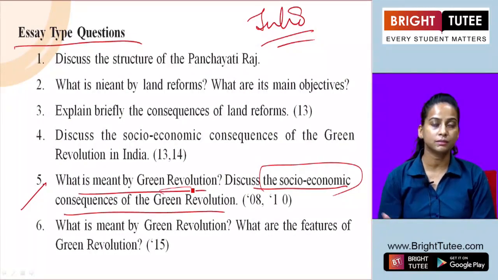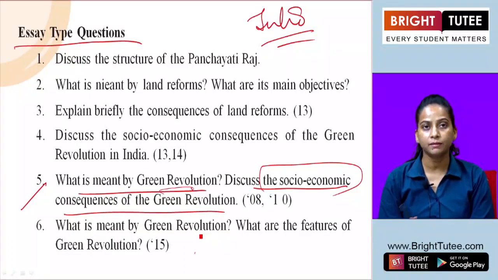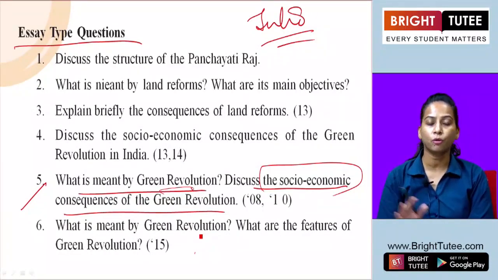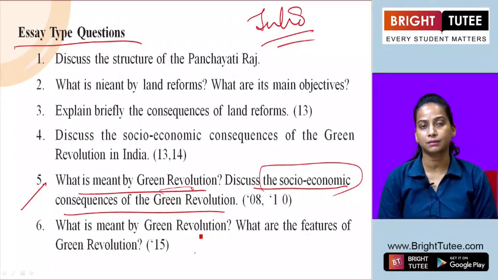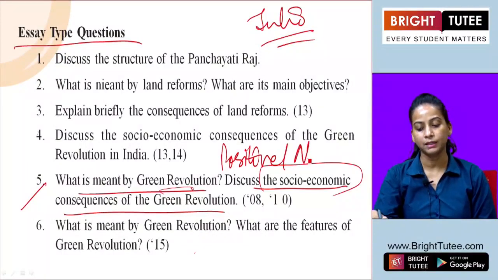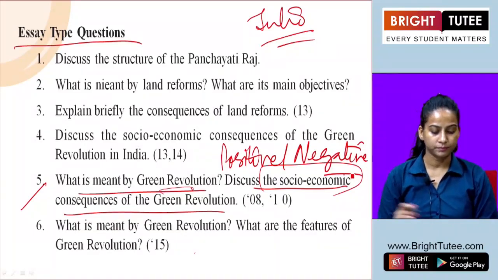But in case of other states, the negative consequences were there, where some other problems arose, like the emergence of capitalist farmers who started exploiting the poor farmers in their area. Besides that, the unfavorable sex ratio also increased against the women. So we have to mention both the positive as well as the negative outcomes of green revolution.